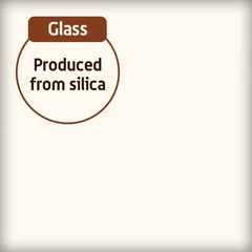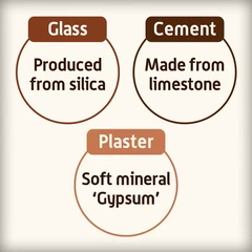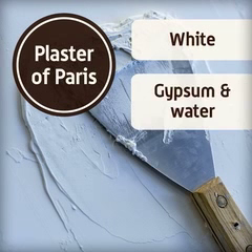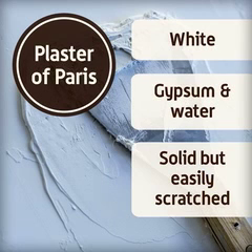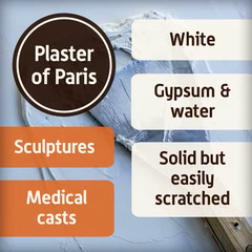Glass, produced from silica, cement, made from limestone, and plaster of Paris, which is made from a soft mineral called gypsum. Plaster of Paris is white and produced by mixing gypsum powder with water and left to set, creating a solid but easily scratched material. This can be used for sculptures, or you might know it for making casts to fix broken legs and arms.